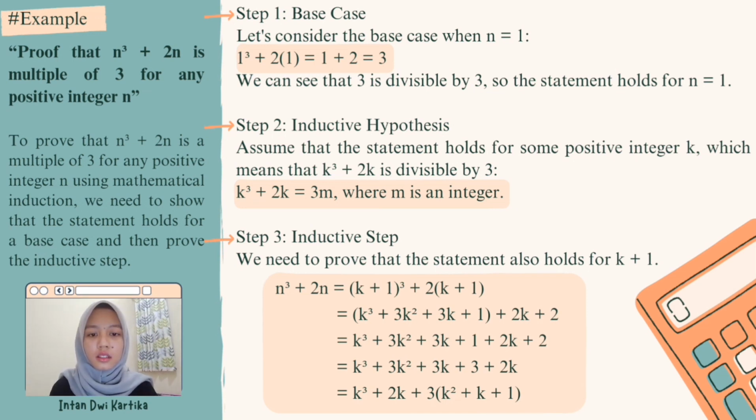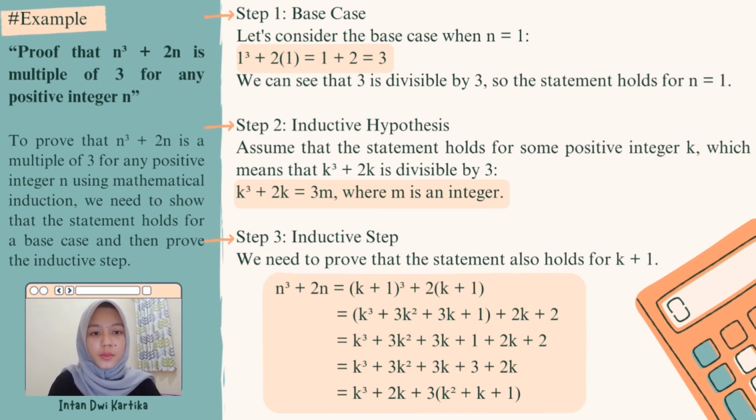Okay, next, let's move to the example. Prove that n to the power of 3 plus 2n is a multiple of 3 for any positive integer n, by using mathematical induction. Step 1 is, let's consider the base case when n equals 1. So we substitute the value 1 for n. We get 3. Yeah, we can see that 3 is divisible by 3, right? So the statement holds for n equals 1.